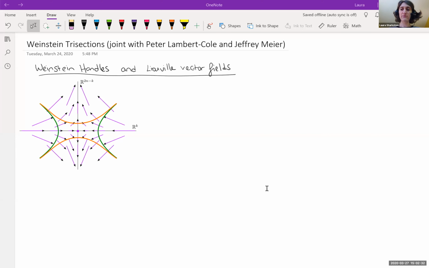All right, well, thanks a lot for organizing this. This is a nice way for all symplectic geometers around the world to get together. The project I want to talk about is joint work with Peter Lambert-Cole and Jeff Meier. It is about how to understand symplectic geometry in conjunction with trisections, which is a new way of understanding smooth four-manifolds.